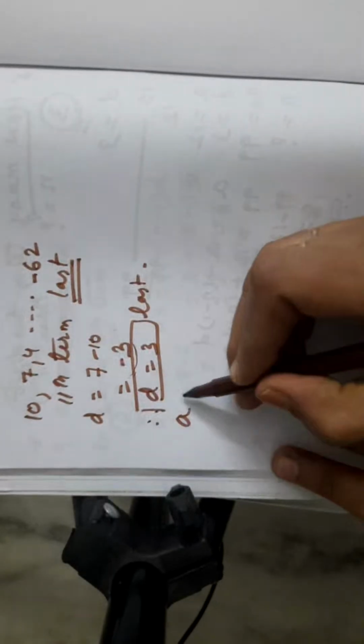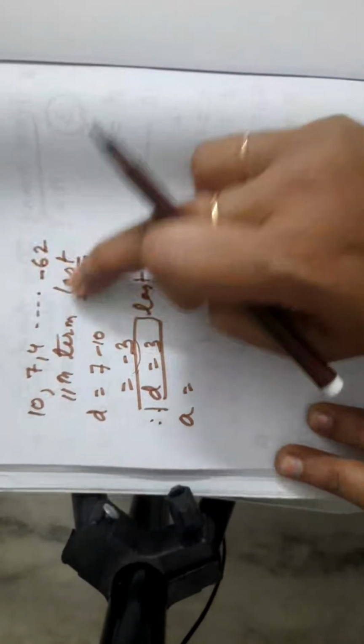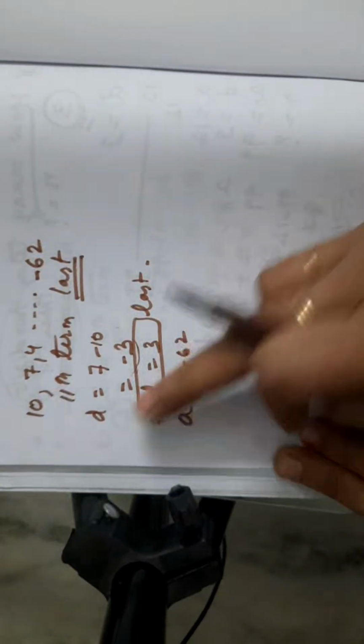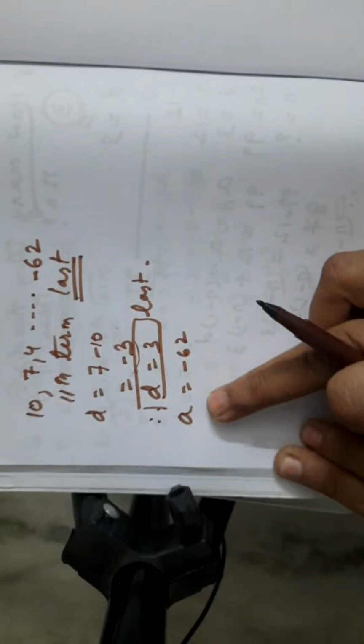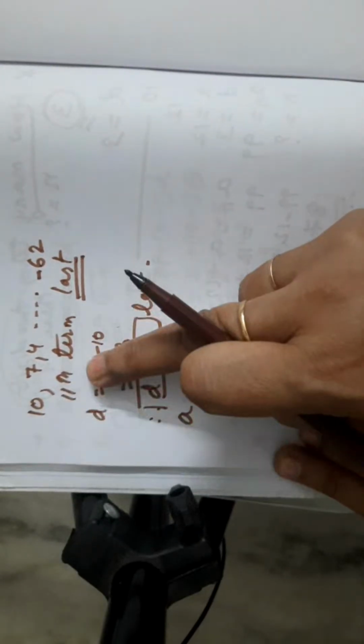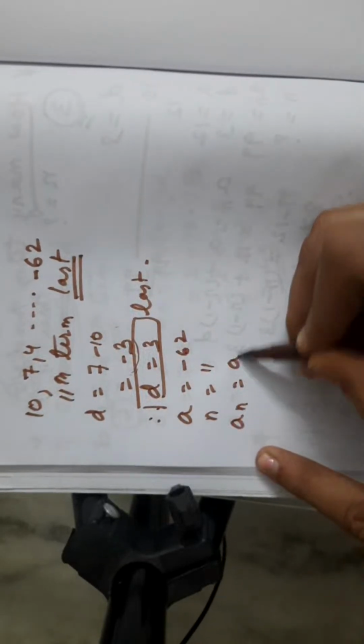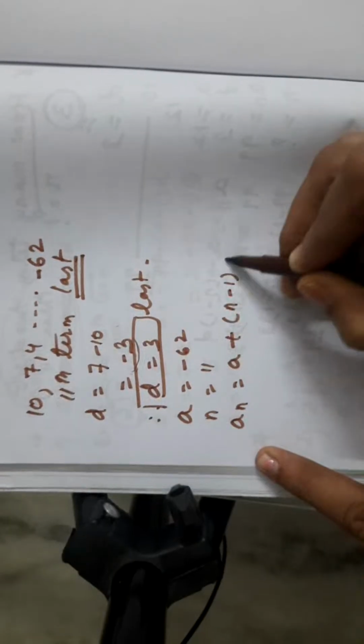Now the first term we are finding from last. So the first term will be minus 62. We got the value of D. We got the value of A. We need to find the 11th term. So 11th is nothing but N. So put all the values in the formula. AN is A plus N minus 1 D.